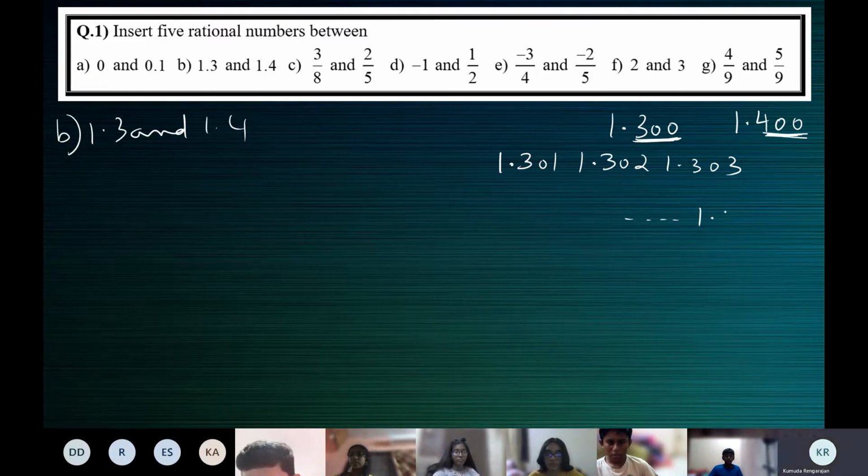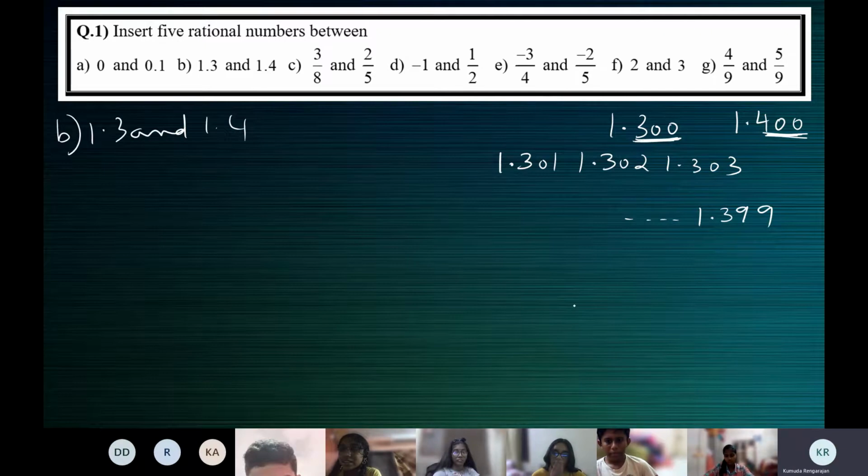1.309, 1.399. Right till 1.399: 1.301, 1.302, 1.303, 1.304, 1.305, 1.310, 1.320, 1.330, because it is between 300 and 400. So starting from 301, you can write up to 399.